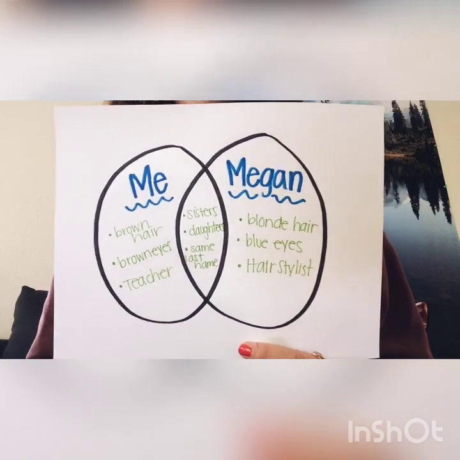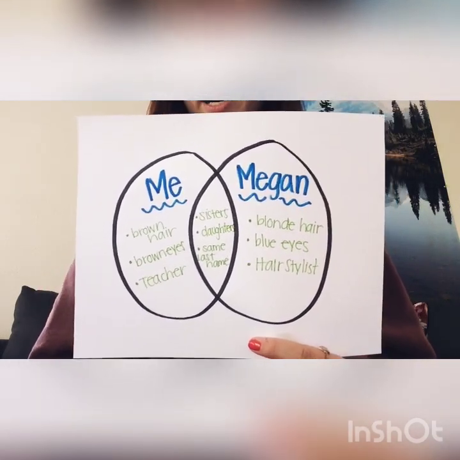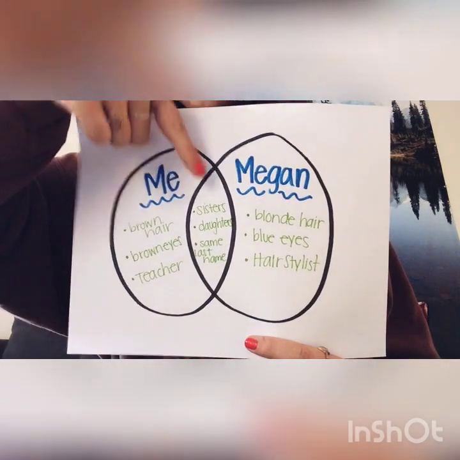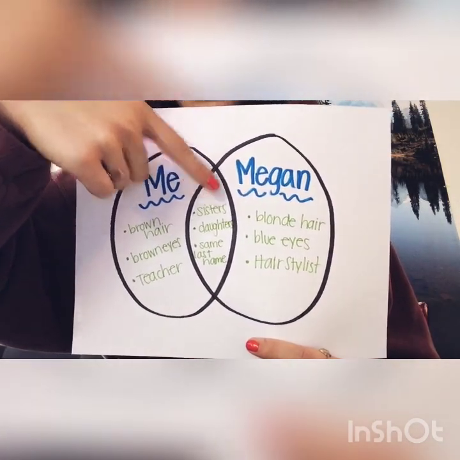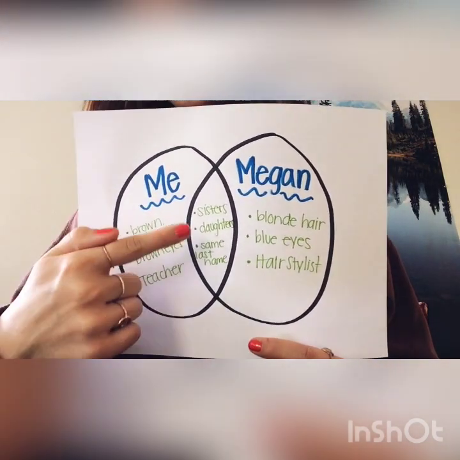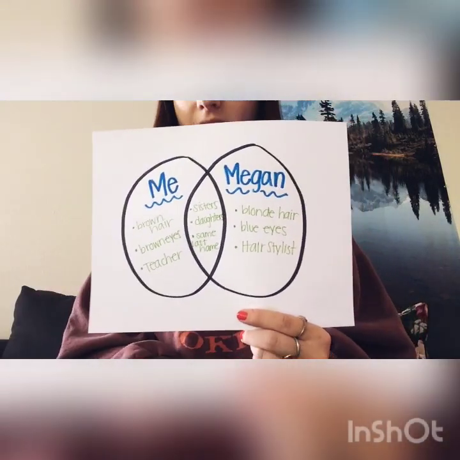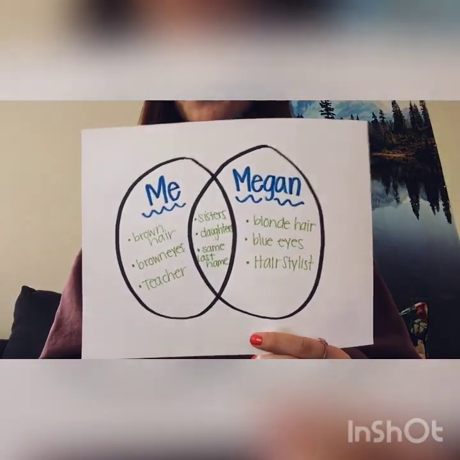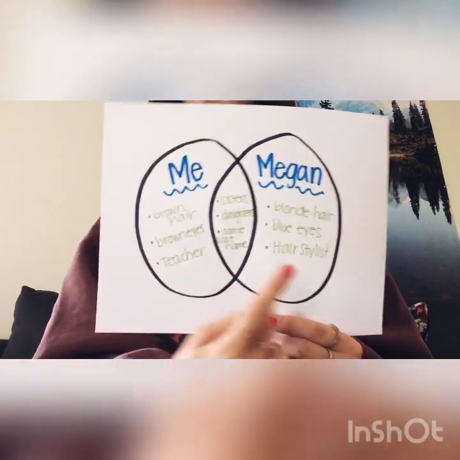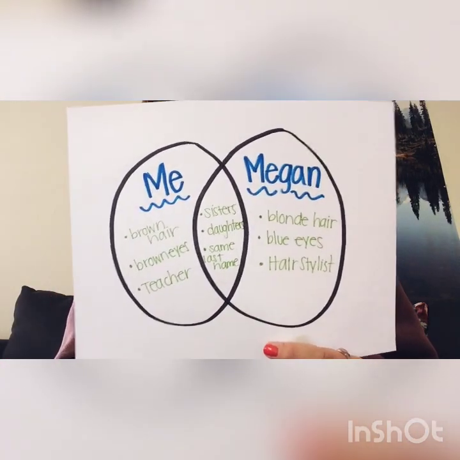But some things that are similar between my sister and I are that we are sisters. We both are sisters to each other. We both are daughters. And we have the same last name. So both of our last names are Hunter. So those are some things that I found that were similar. And then some unique things between my sister and I that I put on our map.